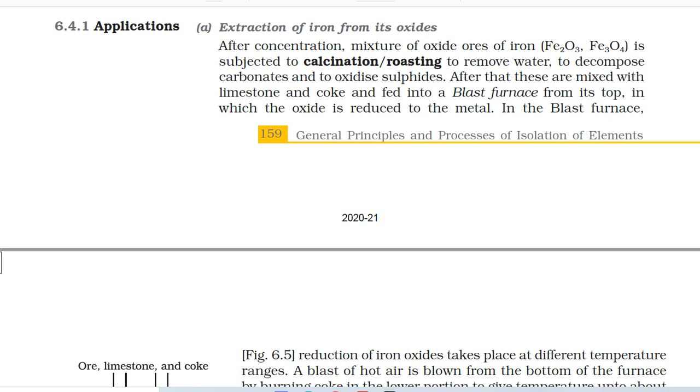6.4.1 Applications. A. Extraction of iron from its oxides. After concentration, the mixture of oxide ores of iron, Fe2O3 and Fe3O4, is subjected to calcination or roasting to remove water, to decompose carbonates and to oxidize sulfides. After that, these are mixed with limestone and coke and fed into a blast furnace from its top, in which the oxide is reduced to the metal.